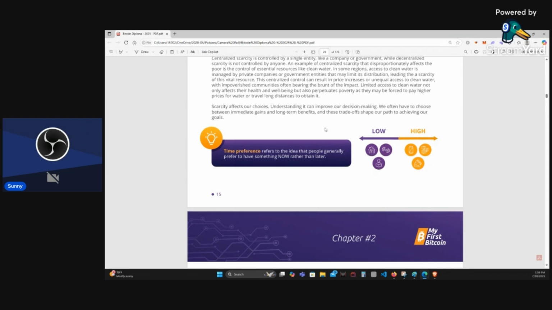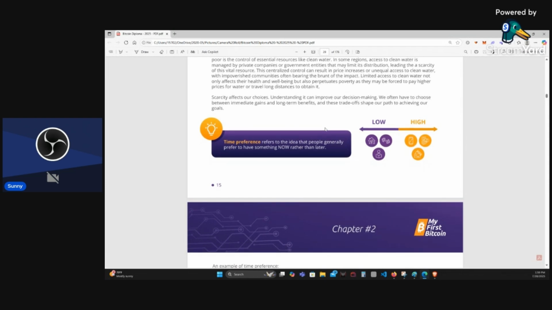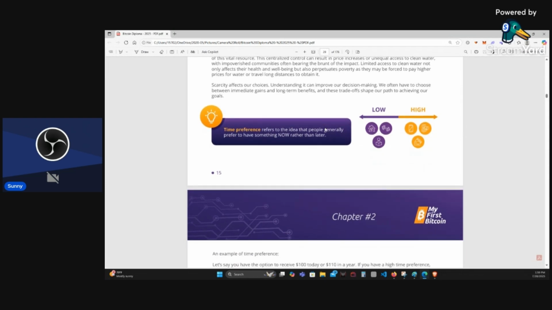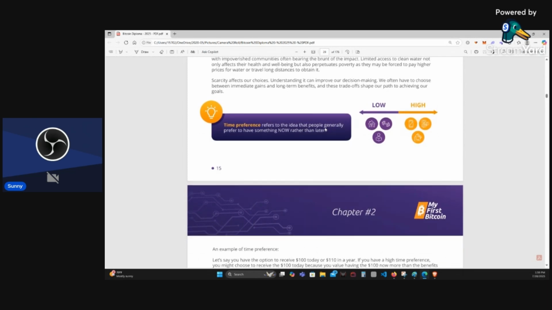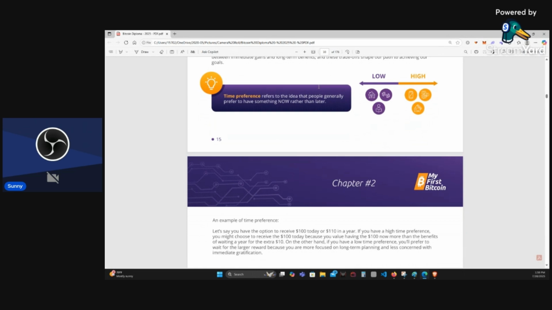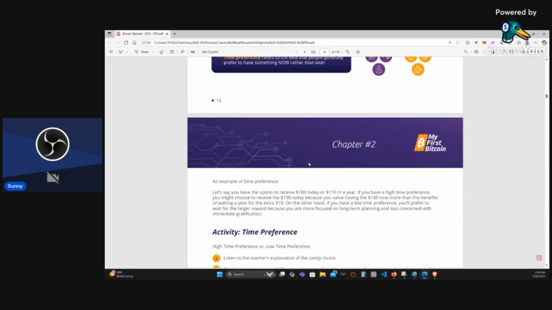Scarcity affects our choices. Understanding it can improve our decision making. We often have to choose between immediate gains and long-term benefits, and these trade-offs shape our path to achieving our goals. Ain't that the truth? An example of time preference.